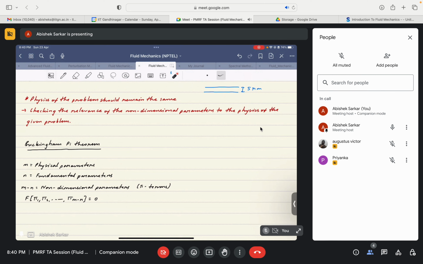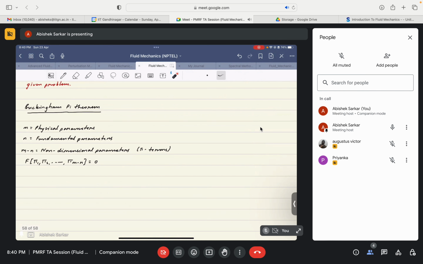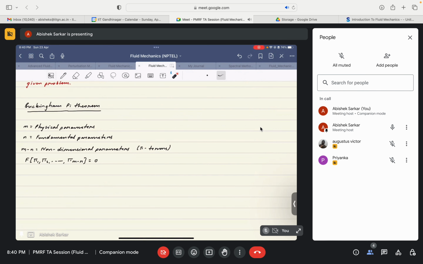Okay, and so the Buckingham pi theorem basically states that if m is the number of physical parameters in the experiment, and n is the number of fundamental parameters, basically the fundamental scales available in the experiment, then the number of non-dimensional parameters by which we can completely define our experiment or our analysis is given by m minus n. So this is basically the Buckingham pi theorem, and all these parameters are non-dimensional, and thus these non-dimensional terms are given the name pi terms.